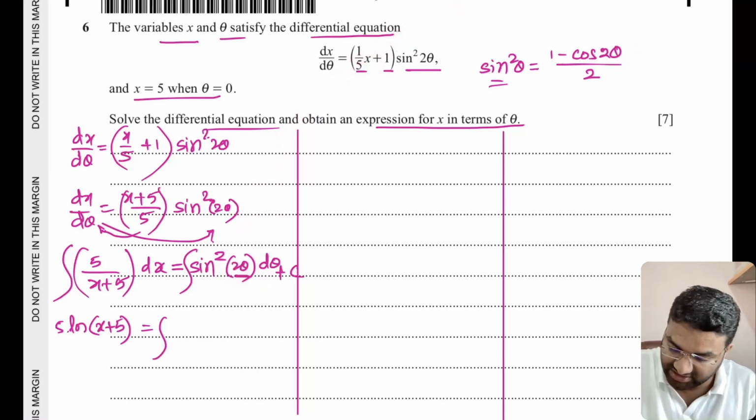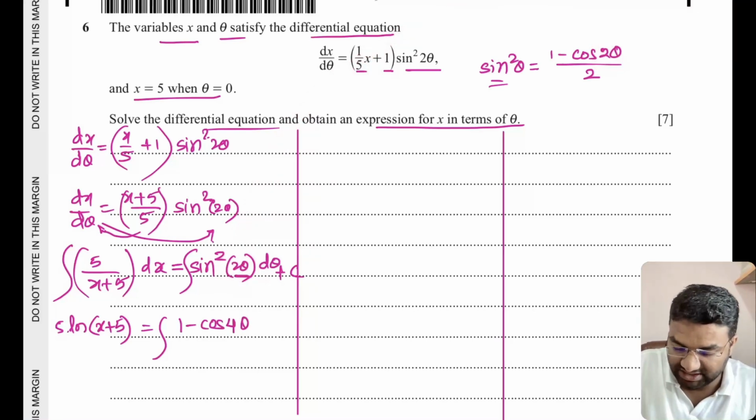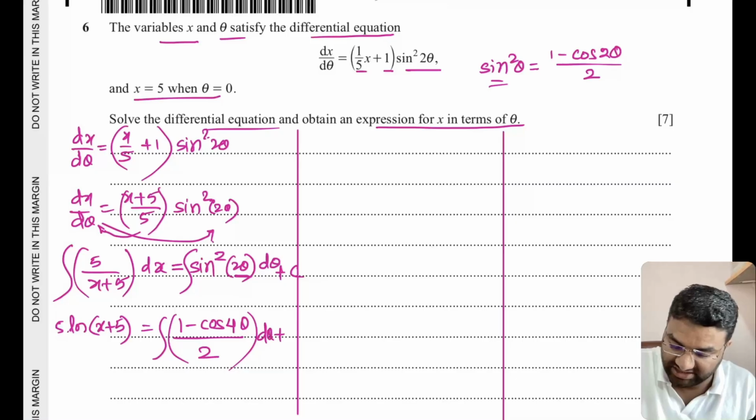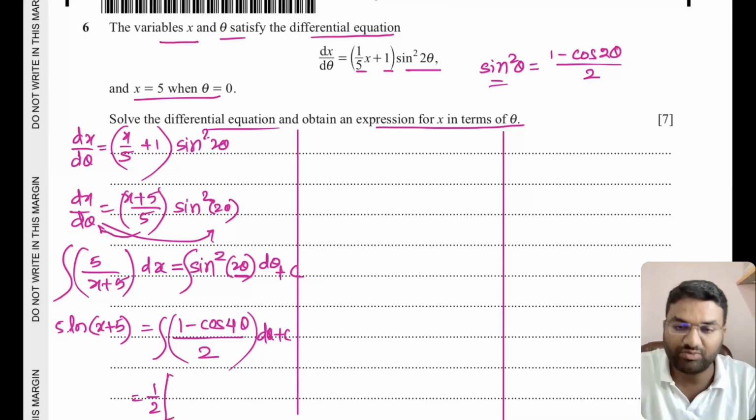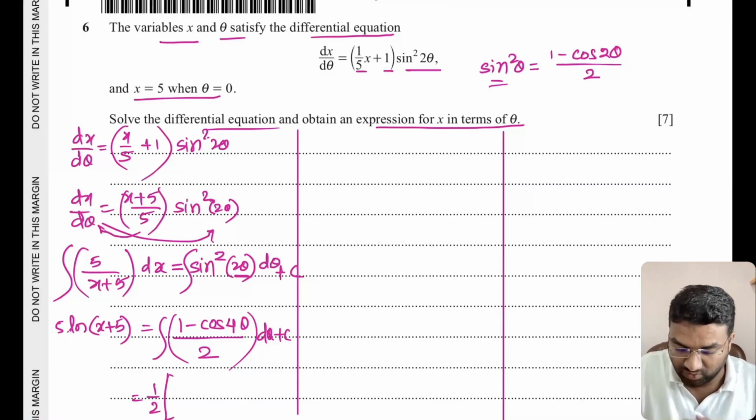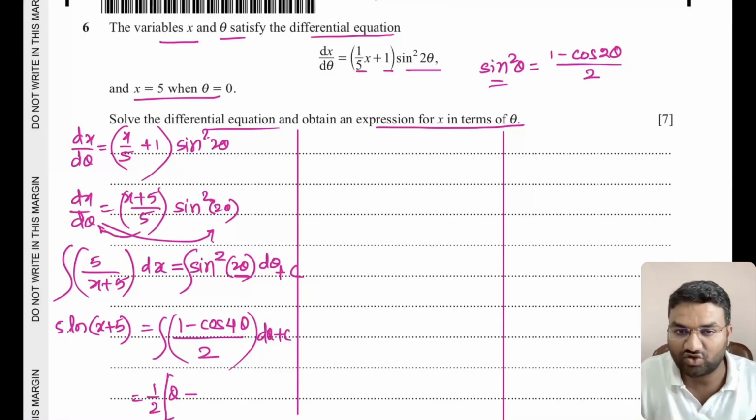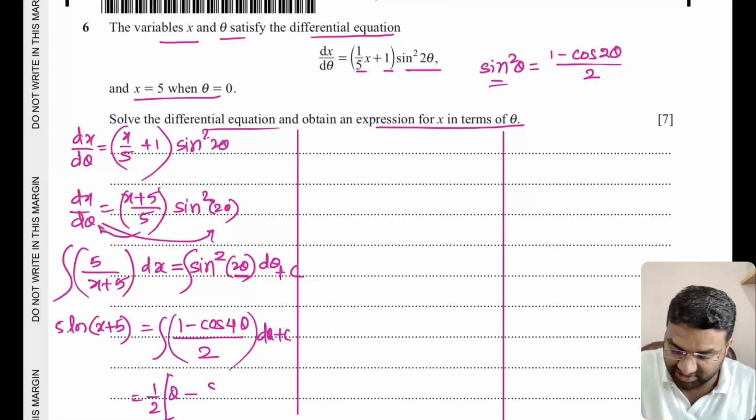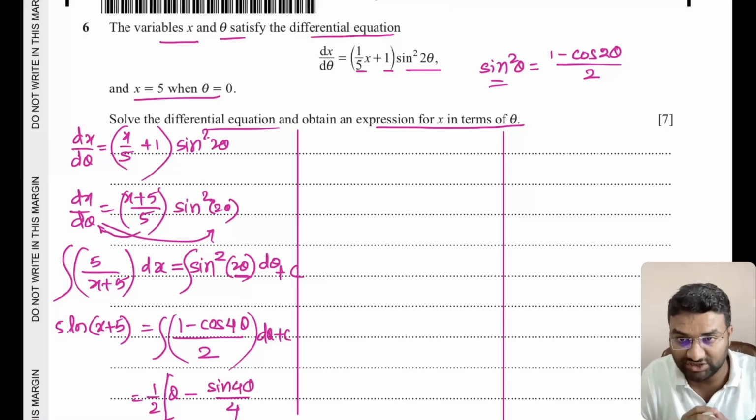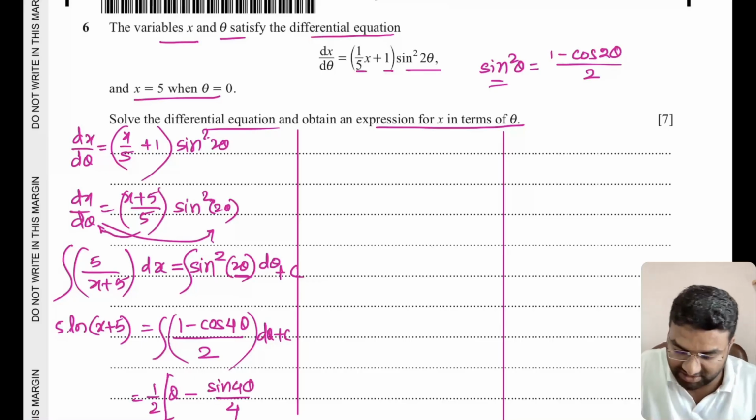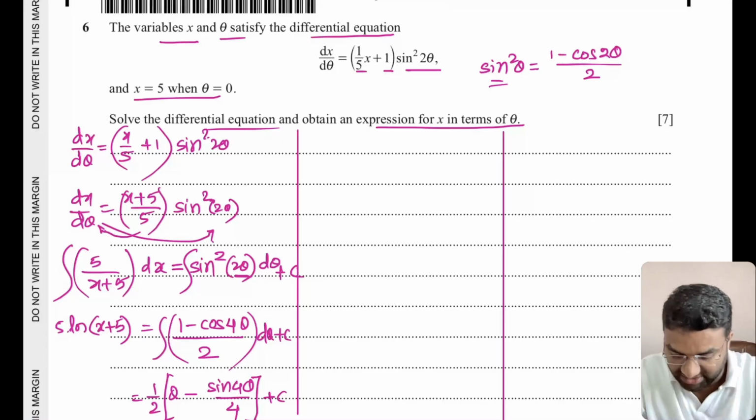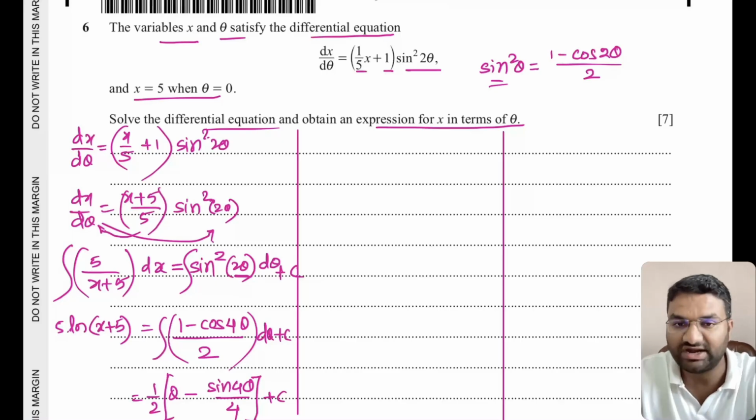Keep in mind, it's sine, 1 minus cos of 4 theta upon 2, d theta, plus c, as it is. Getting it? So if you take the integration, now take the 1 upon 2 out. Fine, so the integration of 1 is just theta, minus cos of 4 theta becomes sine 4 theta upon, in differentiation of 4 theta it will be 4, plus c.